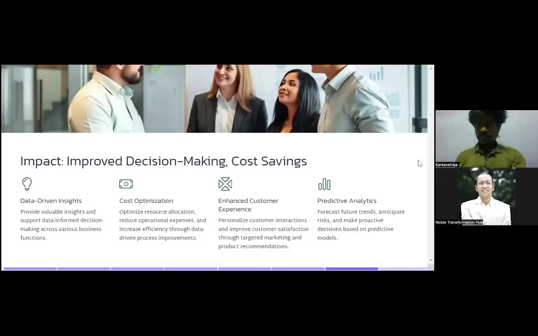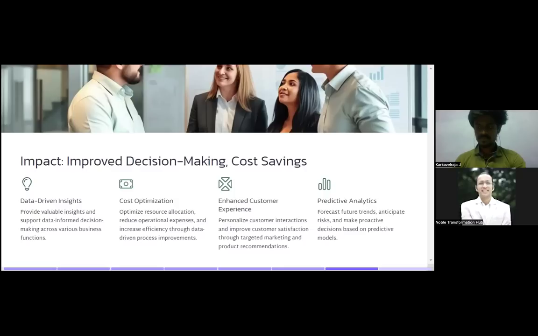So impact: improved decision making, cost saving, guys. See, I'll tell you, prevention is always better than cure. This is the term which we have been using before we knew AI and machine learning and all these techniques. So being proactive, not being reactive. Most of the time we are reactive in life. We have not planned things, okay? We always react, but we need to be proactive. And here, the improved decision making, cost saving.